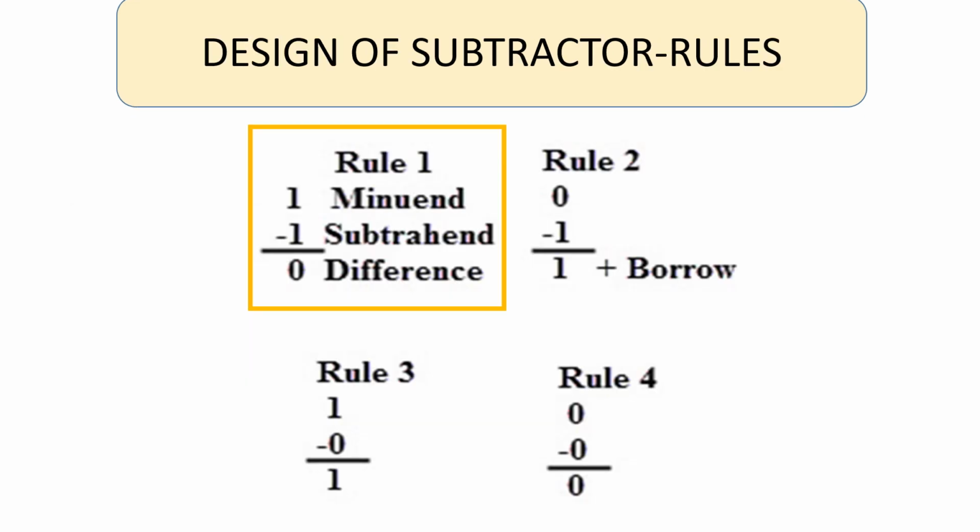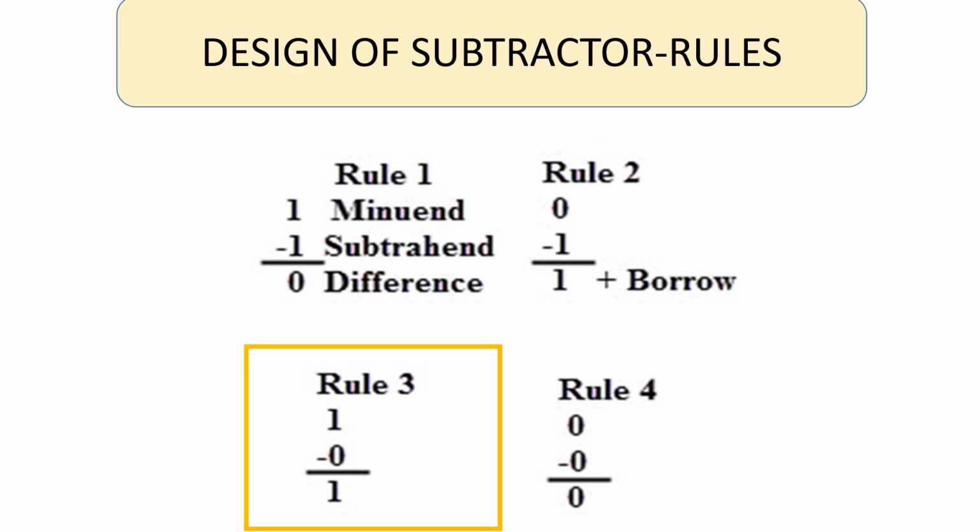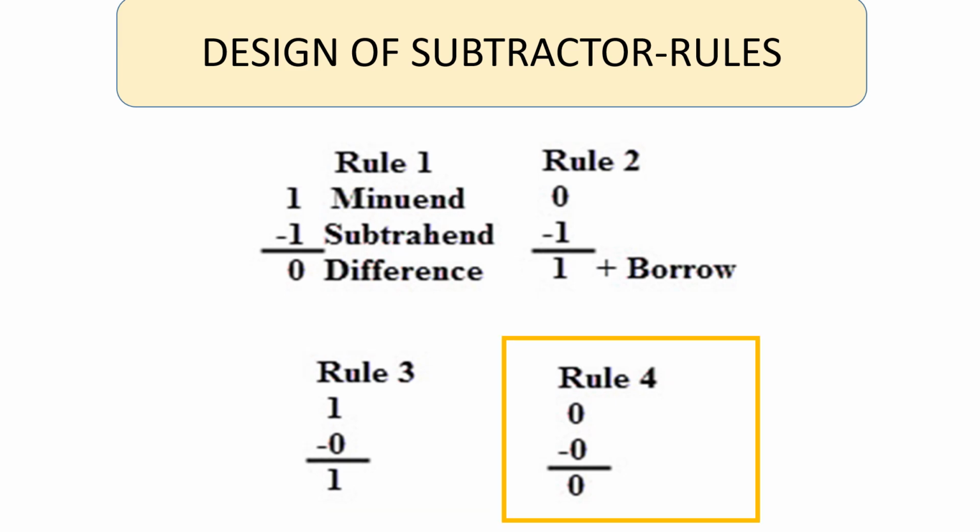The next arithmetic operation which is being implemented is subtraction. While constructing a subtractor, the main points to be remembered are the inputs are minuend and subtrahend, and the outputs are borrow and difference. 4 rules are to be followed. Rule 1, 1 minus 1 is 0. 1 minus 0 is 1. Rule 4, 0 minus 0 is 0.